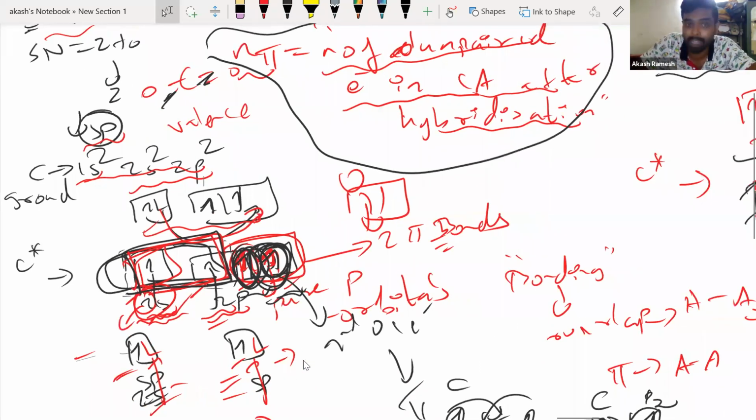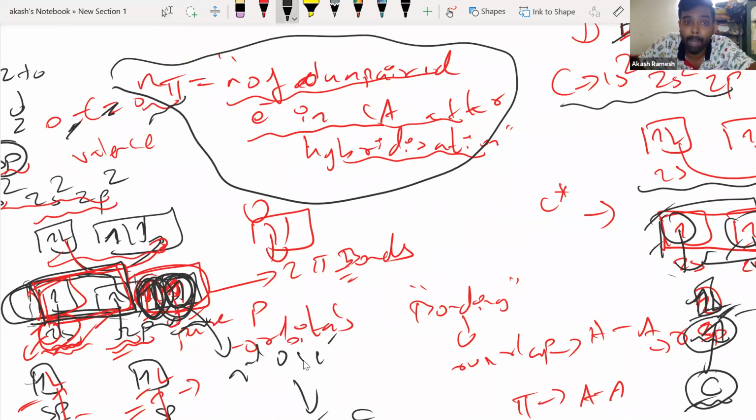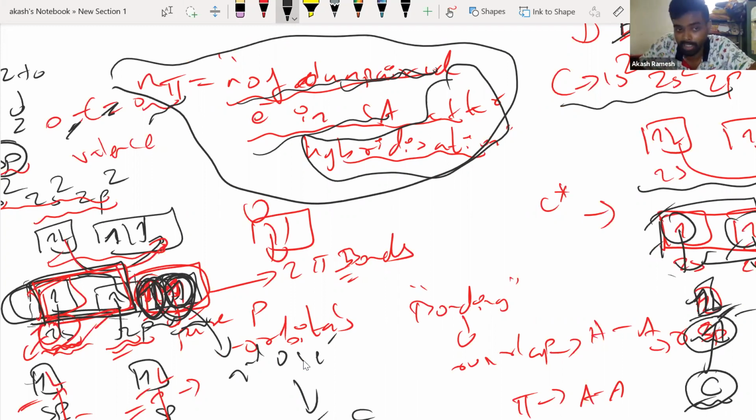The number of pi bonds in any molecule is equal to the number of unpaired electrons in the central atom, and the most important point is after hybridization. After you complete the hybridization, check whether you have unpaired electrons. If you have unpaired electrons even after hybridization, then definitely it is going to have a pi bond. And however many such unpaired electrons you have, that many pi bonds you can have in that particular molecule. So you see there are 2 unpaired electrons, 1 here, another here. So obviously there are going to be 2 pi bonds. Okay, right?